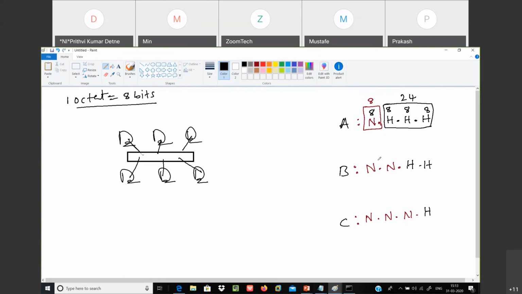For class B, total number of network bits are what? 16. For class B, total number of host bits are what? 16. Like in class A, total number of network bits are what? 8. And for class C, network bits are 8 plus 8 plus 8, that is 24. Total number of host bits are 8.